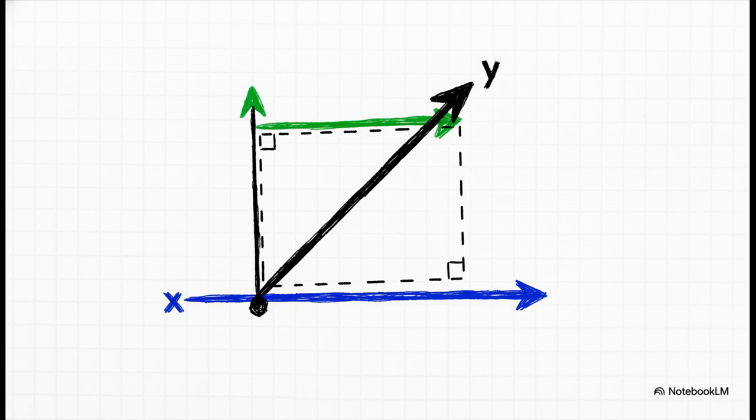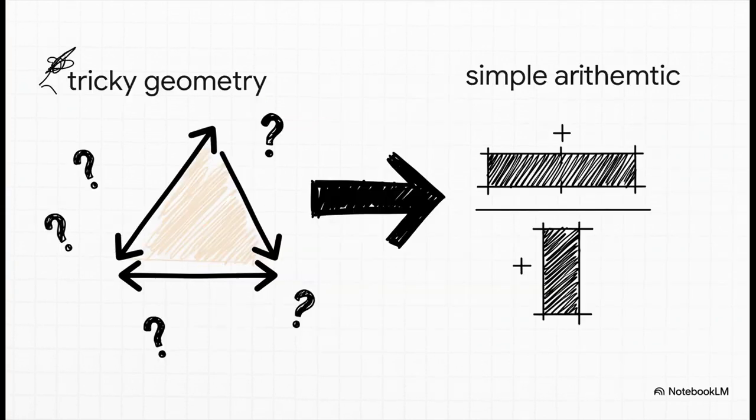You can almost think of them as the vector's shadows, if you were to shine a light from above and from the side. So why on earth would we do this? Because it makes the math ridiculously easy. Instead of messing around with triangles and angles for every single step of your journey, you just add up all the east-west pieces, and then you add up all the north-south pieces. It turns a really tricky geometry problem into simple arithmetic. You just add the columns.